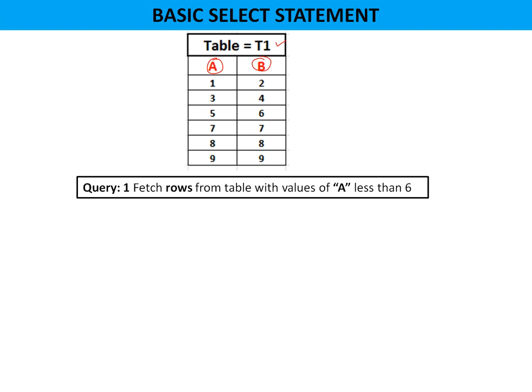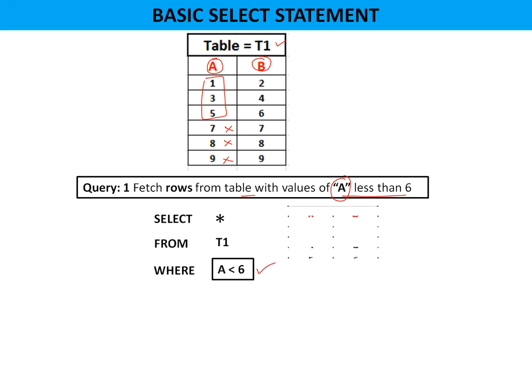If you ask a query, fetch rows from table with values of A less than 6, that means these three rows will be selected, these three rows will be eliminated because the condition is only on A column. How to write? Simple. Where A less than 6. Fine.